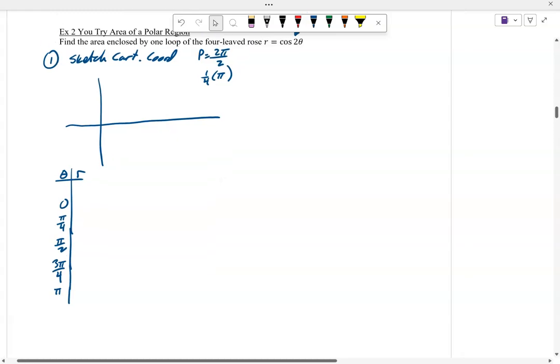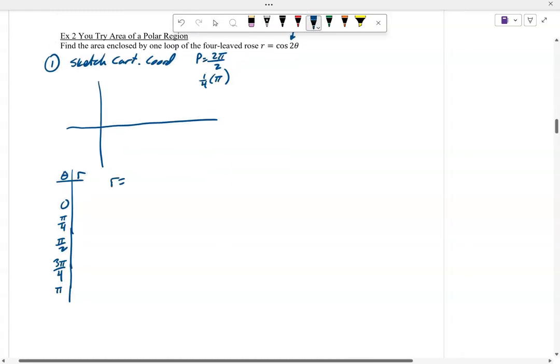All right? And then you throw them in one by one. You throw 0 in for theta. r equals cosine of 2 times 0. Well, we know the cosine of 0 is 1, so we got 0, 1. Throw the pi/4 in, you get 0. Throw the pi/2 in, you get negative 1, 0, and 1. So I got 0, 1, pi/4, pi/2, 3 pi/4, and pi, 0.